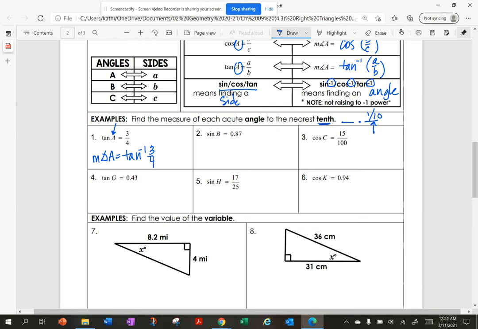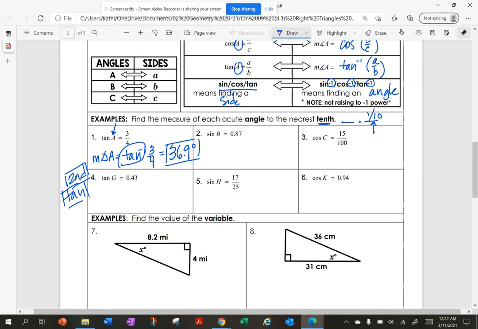So to get tangent inverse, I hit second, and then tangent. And then you'll see the tangent inverse symbol on the calculator. So when I do that, I get 36.9 degrees. Okay. So I can find the inverse of a fraction or a decimal.